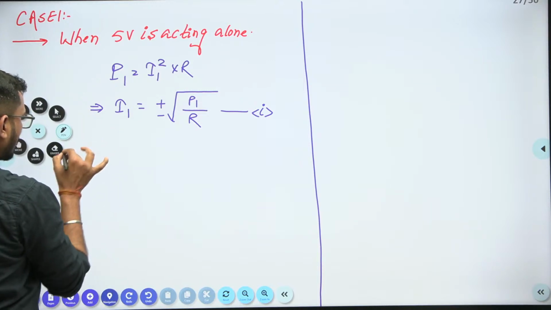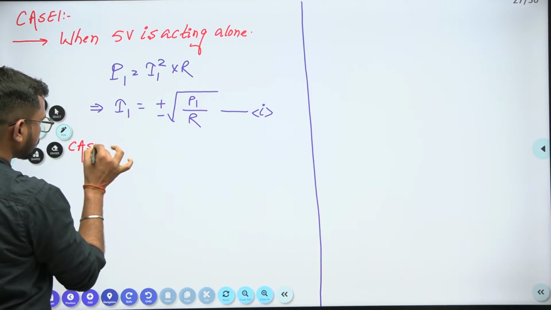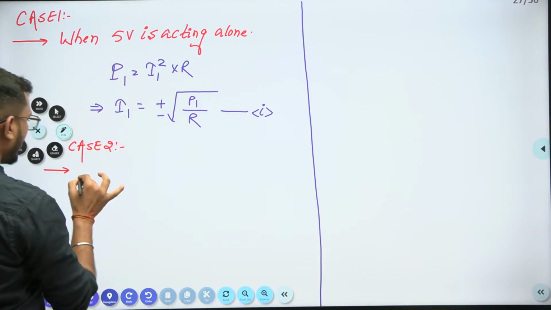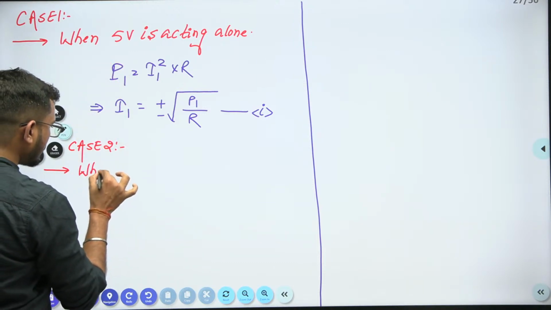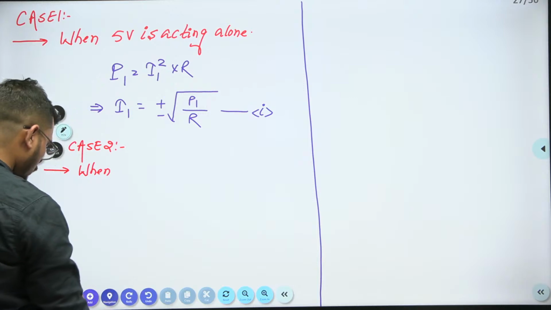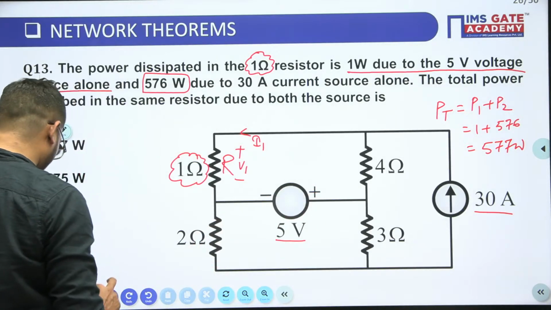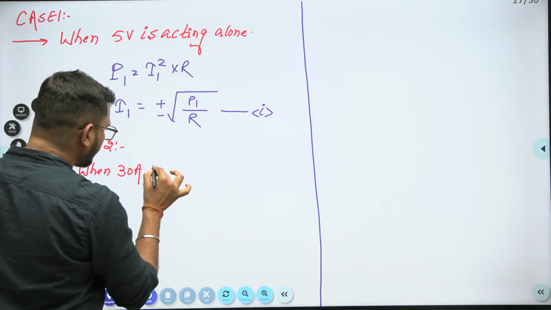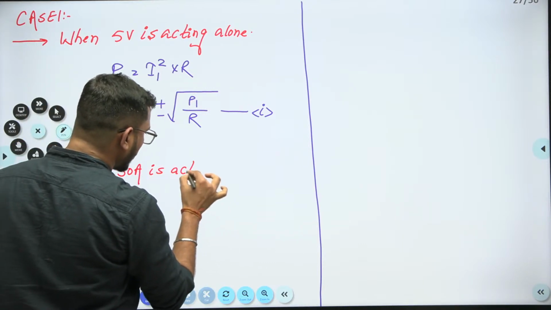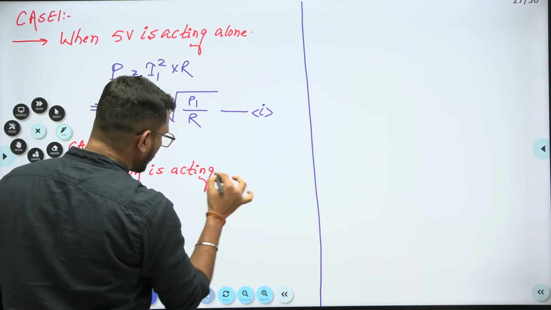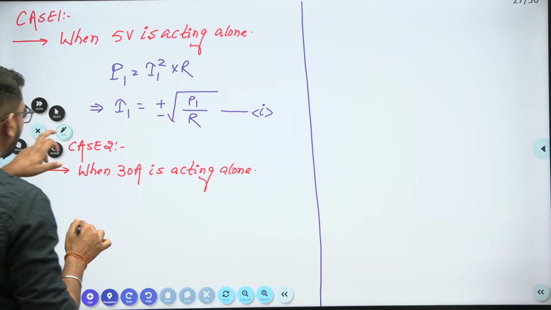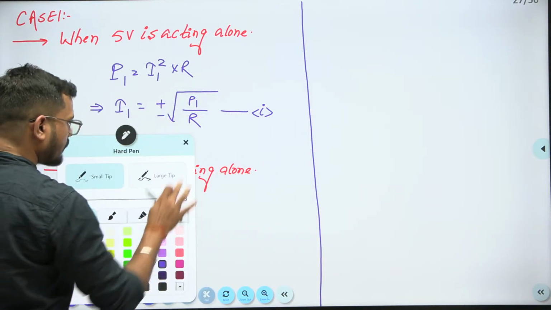Now again I am taking case 2, guys. So in case 2, what we are doing? When the current source is acting alone, the value of the current source is 30 ampere. So when 30 ampere is acting alone, what will happen, guys?